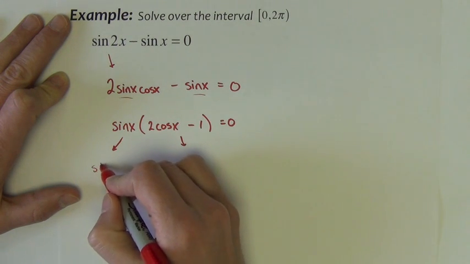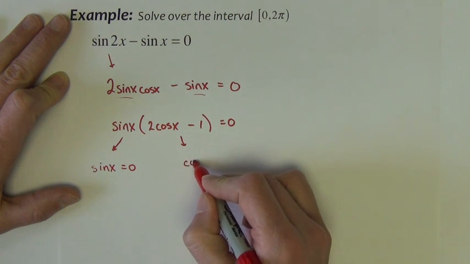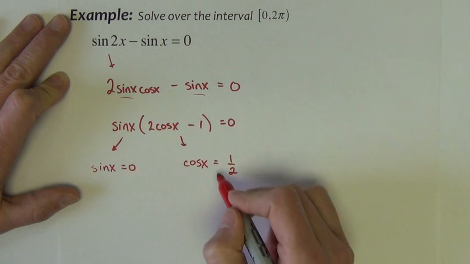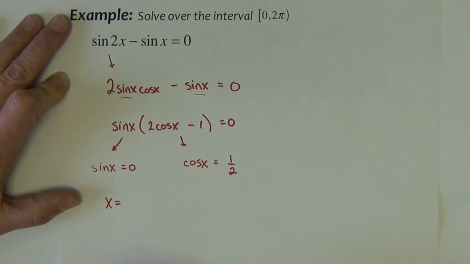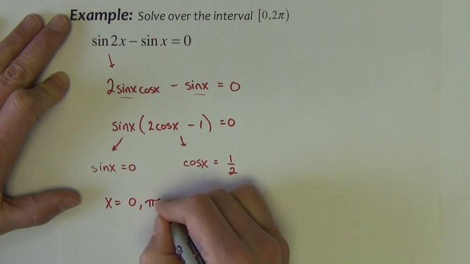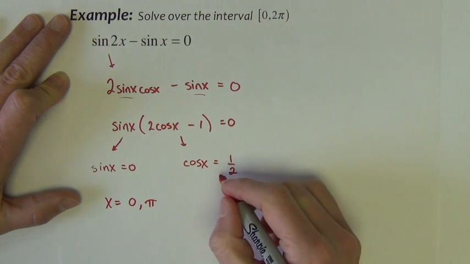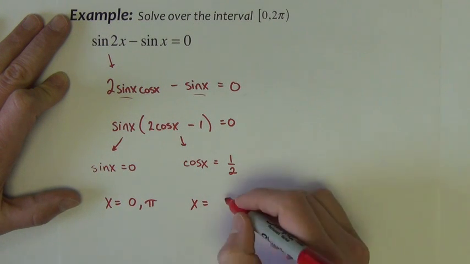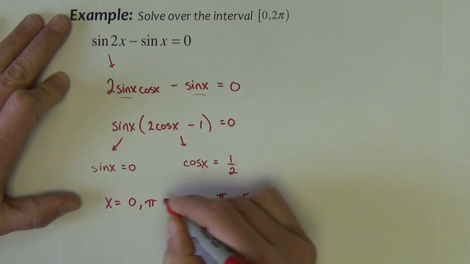We've got sine x equals 0. And we have this one equal to 0, which would be the same as cosine x equals half. Add the 1, divide by 2. So I want to know, where does sine equal 0? That happens at 0 and pi. Also at 2 pi, but we're not including 2 pi. And where does cosine equal 1/2? We just saw that on the last slide at pi over 3, 5 pi over 3.